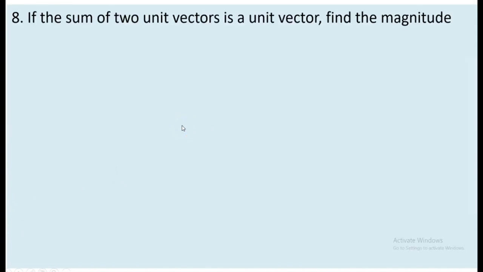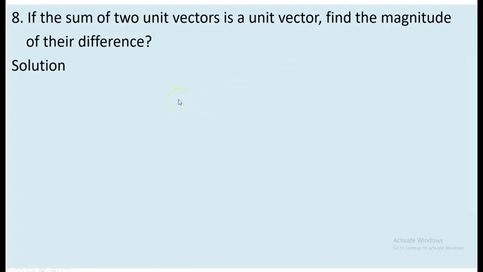Okay, students, let's proceed. Now comes another problem, and let's do that together. Question number 8 says, if the sum of two unit vectors is a unit vector, you are asked to find the magnitude of their difference. So here we are given two unit vectors, and we have been told that the sum of the two is a unit vector again. So we need to look for the magnitude of the difference of these two vectors.